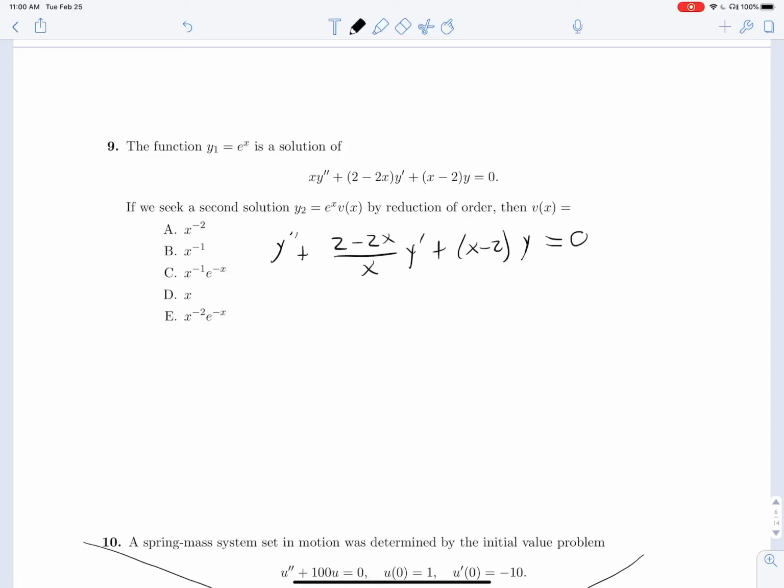So there's a nice equation that we can use for reduction of order so that we don't have to go through all of the yucky motions that they want us to do with substitution. That says that y2 of x is equal to y1 of x multiplied by the integral.